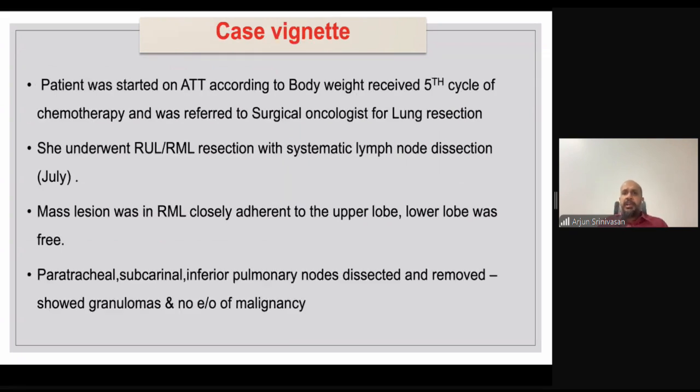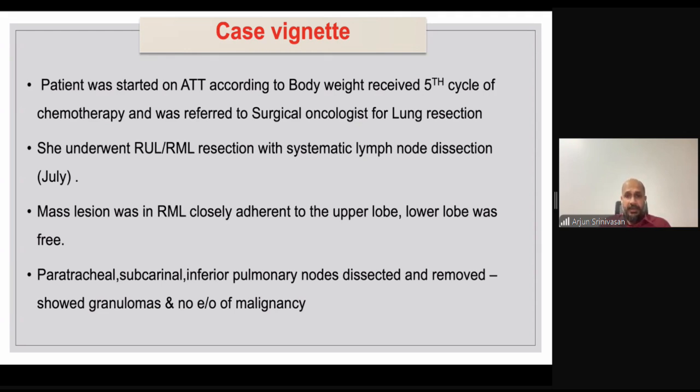Patient was started on ATT according to body weight. She completed the 5th cycle of chemotherapy. After the intensive phase of ATT, patient underwent upper lobe and middle lobe resection, with systematic lymph node dissection, which was done in July of last year. Mass lesion of the right middle lobe was adherent to the upper lobe, so the upper and lower lobe had to be taken out.